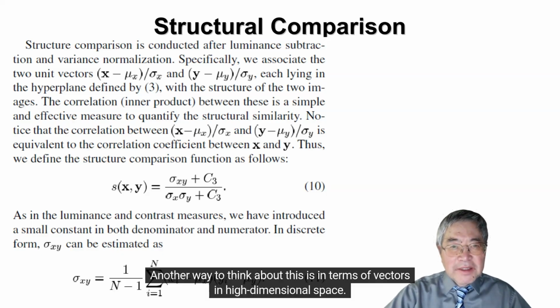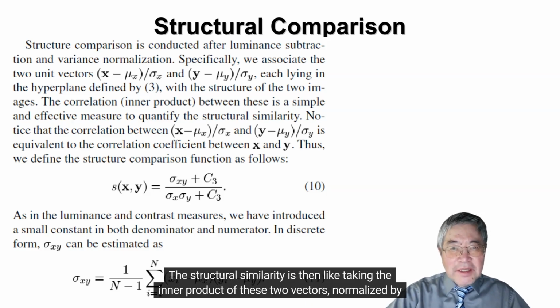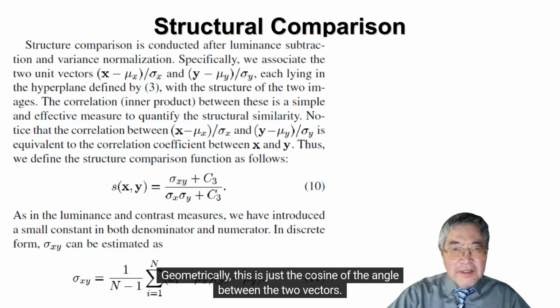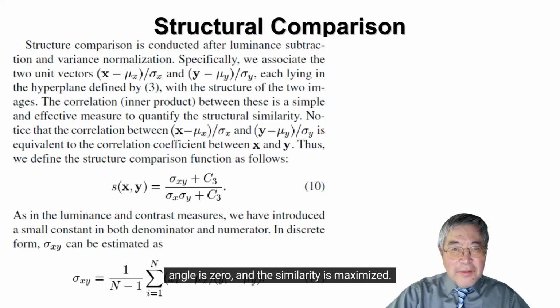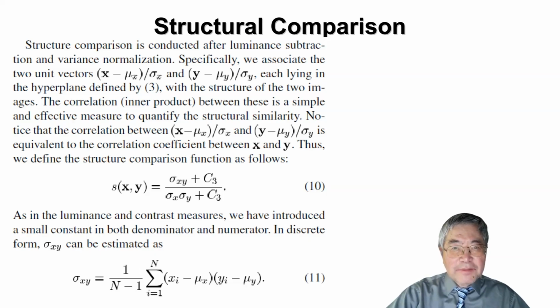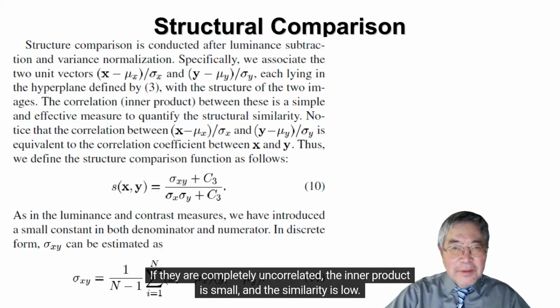Another way to think about this is in terms of vectors in high-dimensional space. Imagine each image as a vector, with each pixel value being one coordinate. The structural similarity is then like taking the inner product of these two vectors, normalized by their lengths. Geometrically, this is just the cosine of the angle between the two vectors. If the two vectors point in exactly the same direction, meaning the images are identical up to scaling, the angle is 0 and the similarity is maximized. If they are completely uncorrelated, the inner product is small and the similarity is low.